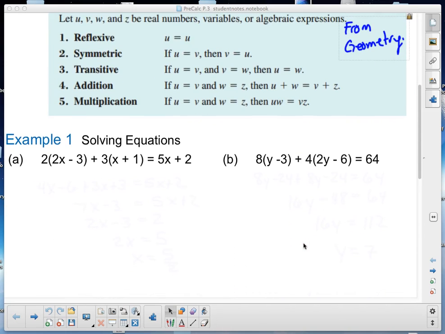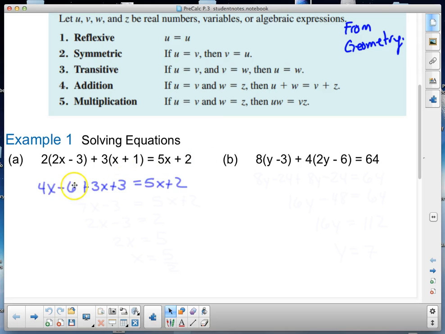So here's the deal. We've got this solving equations, and I'm going to distribute the 2. That's going to be 4x minus 6 plus 3x plus 3 is equal to 5x plus 2. The biggest problem with doing these is just making sure when you distribute, you multiply both things and you pay attention to your signs. After you do that, combining like terms, 7x minus 3 equals 5x plus 2. And then I'm going to subtract 5x from both sides, and I get 2x minus 3 equals 2.